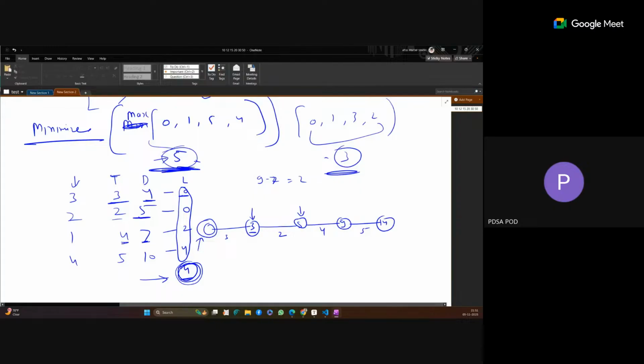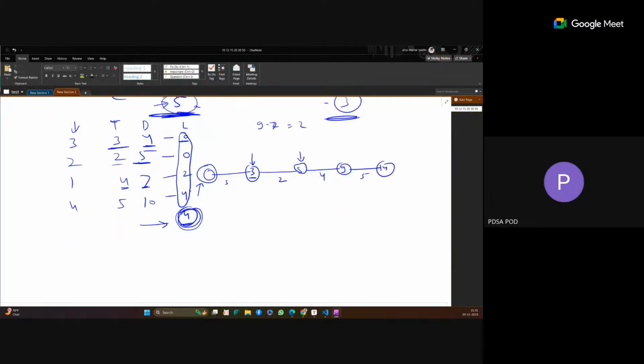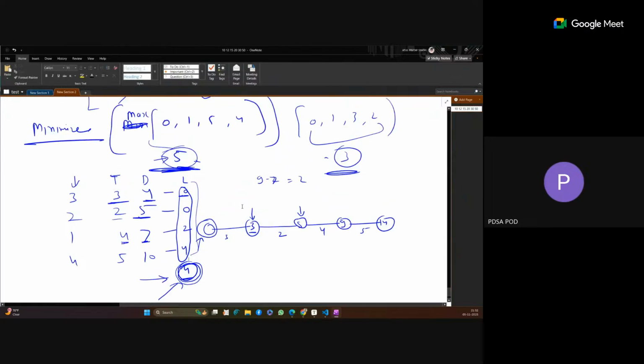So this is the minimized lateness problem. We are trying to reduce the lateness overall. If we reduce this maximum, then all are actually reduced. So this is the maximum problem.